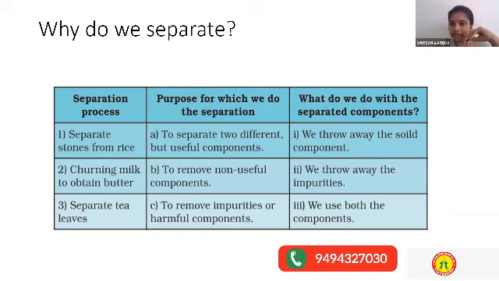And when you come to the next column, the purpose for which we do the separation, what is the purpose? You can write the purpose of this. The purpose is to separate the things based on their nature. That is the purpose. What is the third column?